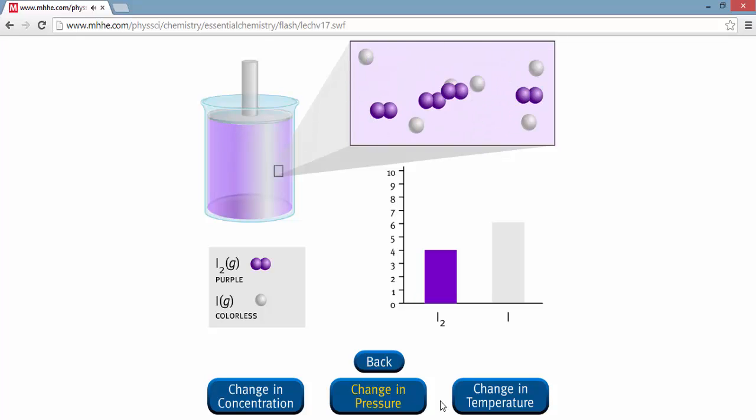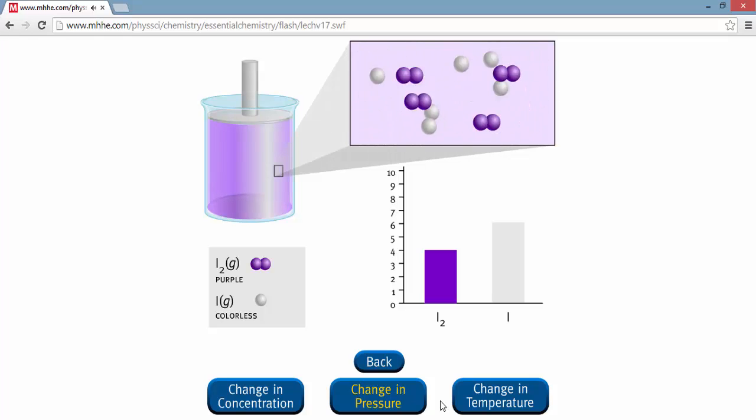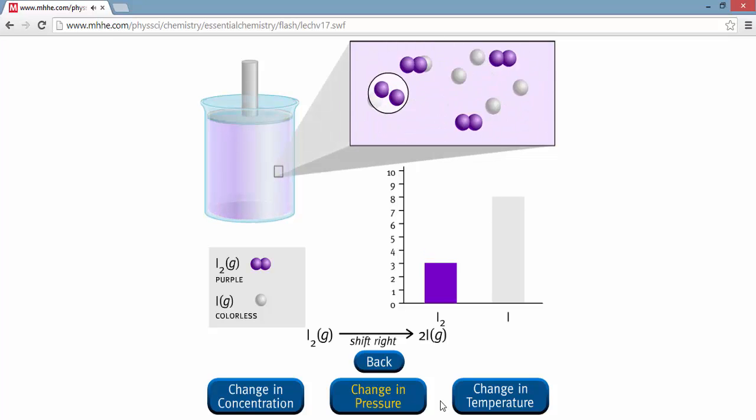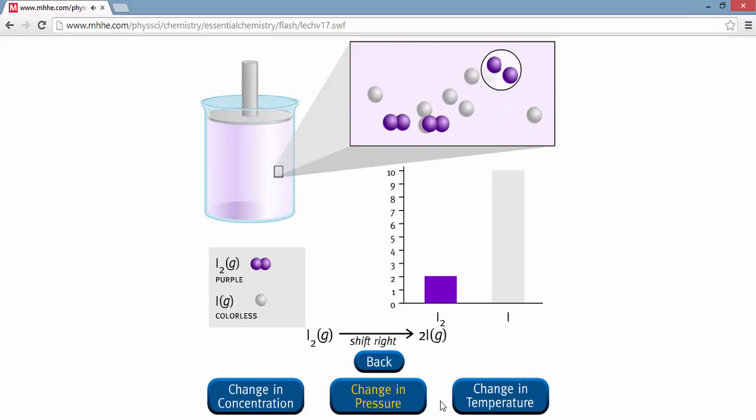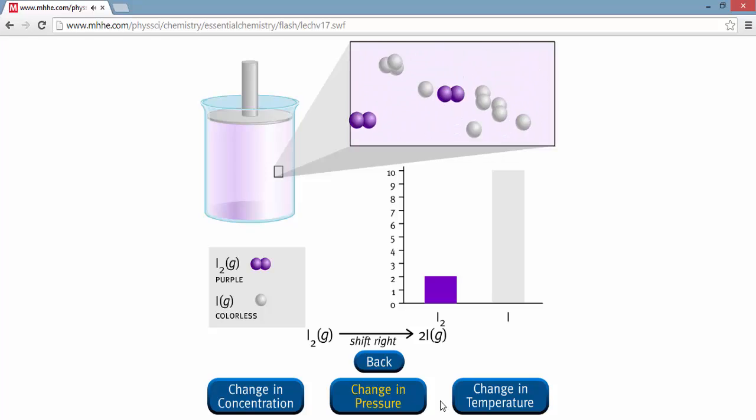Le Chatelier's principle states that this stress will be partially offset. The system can partially offset this stress by increasing the moles of gas. Pressure is directly proportional to the moles of gas. Because of the 2-to-1 mole ratio in the balanced equation, more moles of gas can be produced if the system shifts to the right, producing more iodine atoms, as you can see in the microscopic view. As more iodine atoms, which is a colorless gas, are produced, the color of the equilibrium mixture lightens, as you can see in the macroscopic view. Note that the total number of gas particles has increased from 10 to 12.